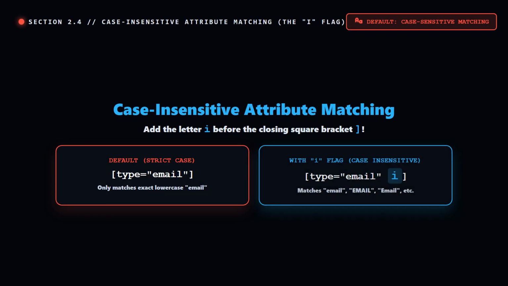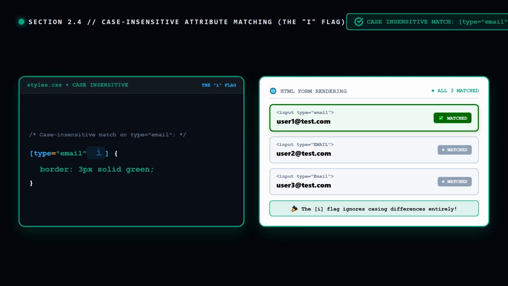By default, attribute value matching is case-sensitive. But you can make it case-insensitive by adding the letter i before the closing of the square brackets. So inside square brackets, type equals "email" space i will match an input with type equals "email", that is email in all lowercase.